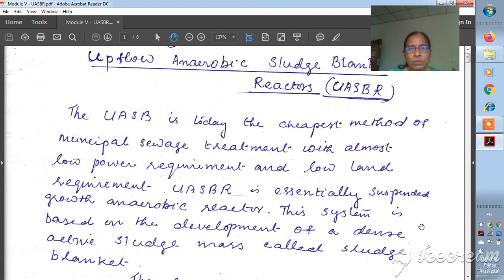Now coming to the UASBR, it is again a suspended growth process. It is not attached, but it is anaerobic in nature, fully anaerobic in nature. So that is the first paragraph written.